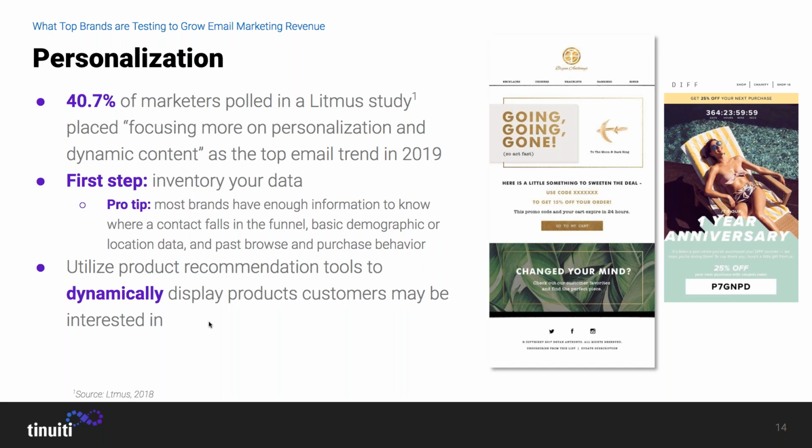Utilize product recommendations. A lot of ESPs offer this as a free tool, or you can look into getting some add-on tools in order to do that. But you can use product recommendations and pull in, dynamically, products that customers are interested in based off of past browse behavior and past purchase behavior. Looking at a couple of these examples, here is one pulling in based off of past browse behavior, showing them an email with a product that they may be really interested in.